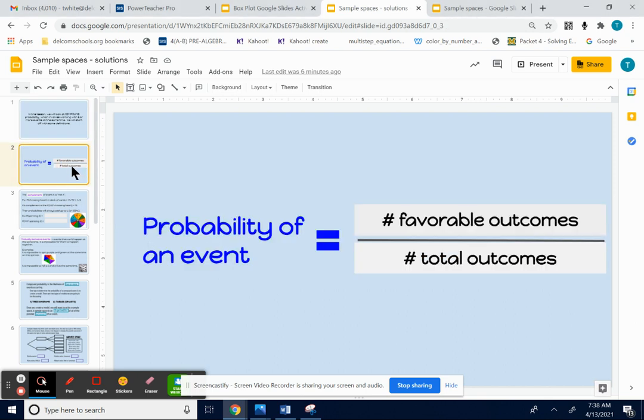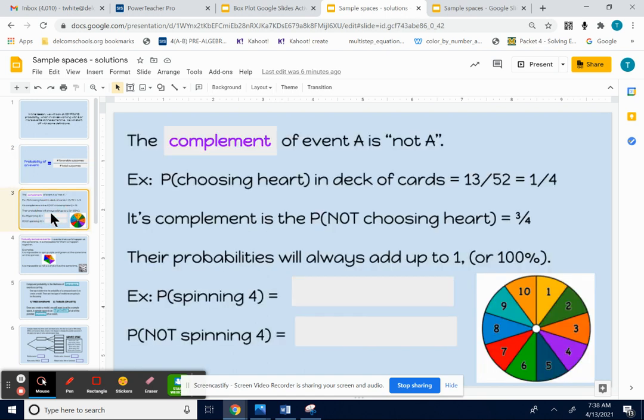First of all, the definition of probability of a single event is the number of favorable outcomes over the number of total outcomes. Before we get into the specifics, let's look at a few definitions. We need to know what a complement is. The complement of an event is everything but the event, like the complement of event A is not A.